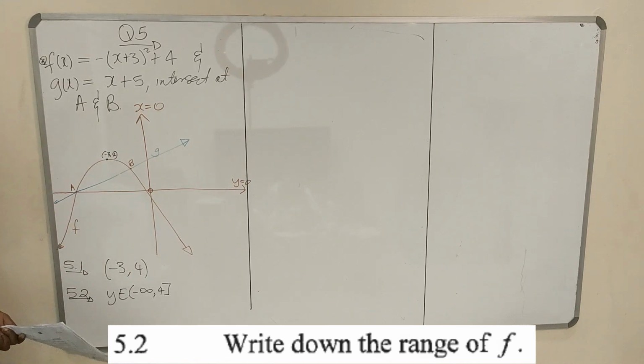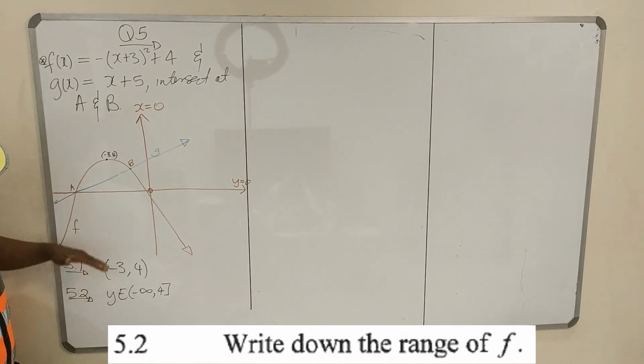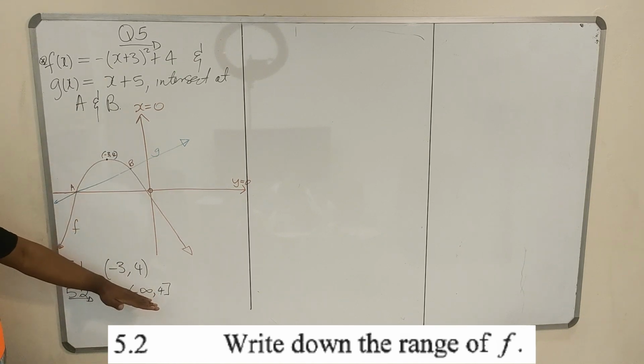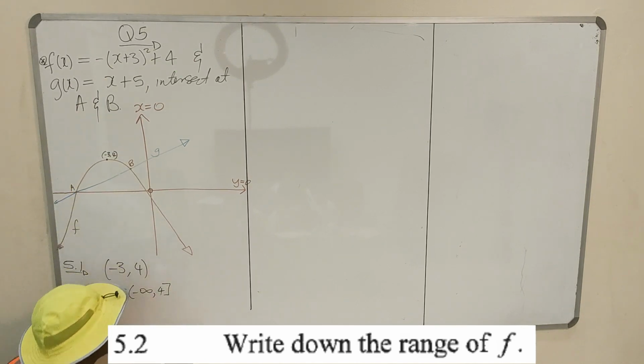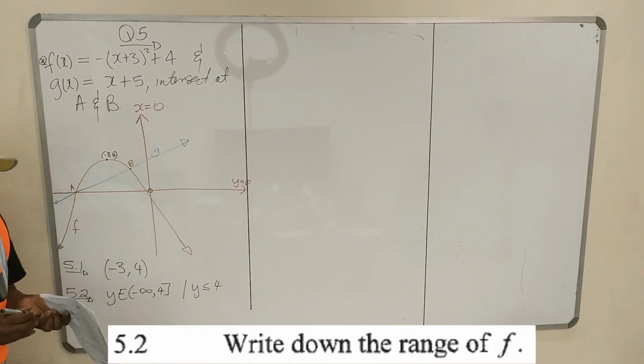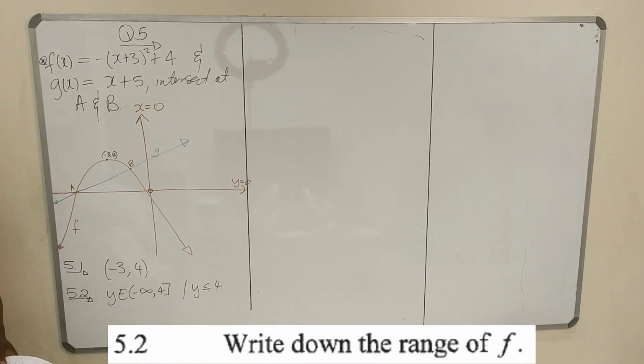So it is the set of y values that this function can use. It can use all the y values that are less than 4. Or you can say that your y should be less than or equal to 4, because that's the set of y values that this function is using. All the y values from 4 and below, because 4 is also included.